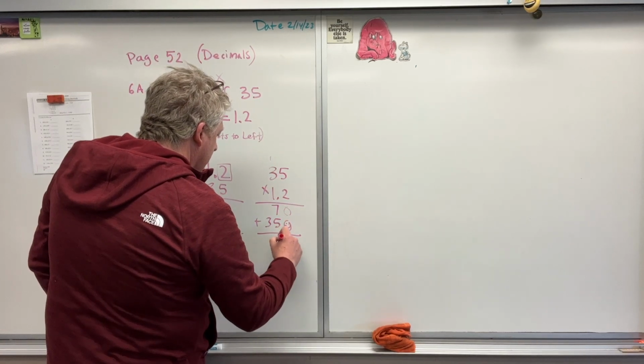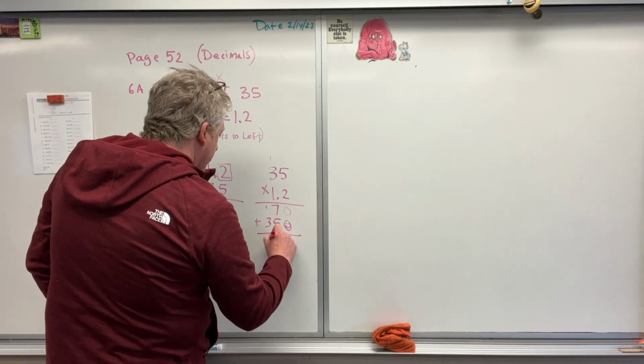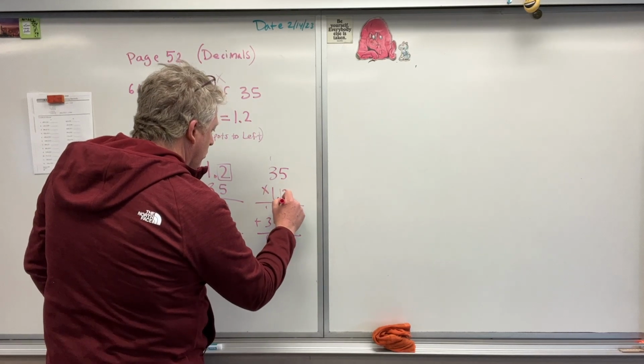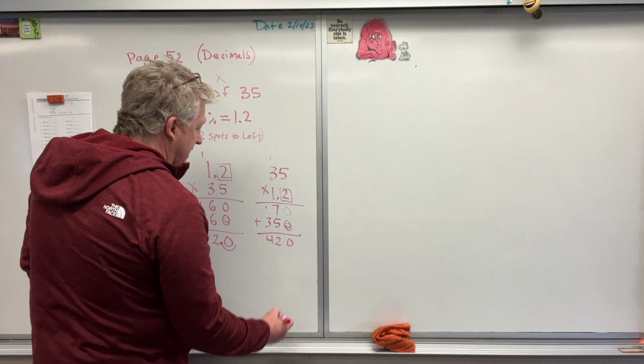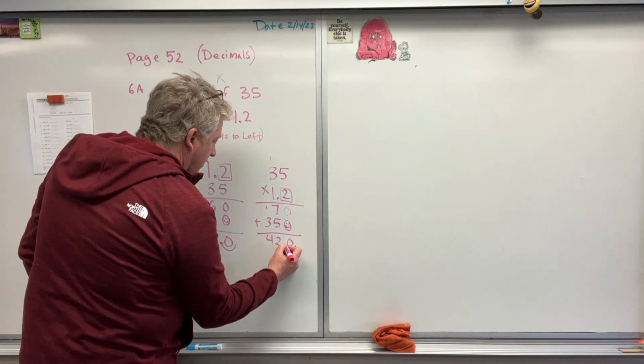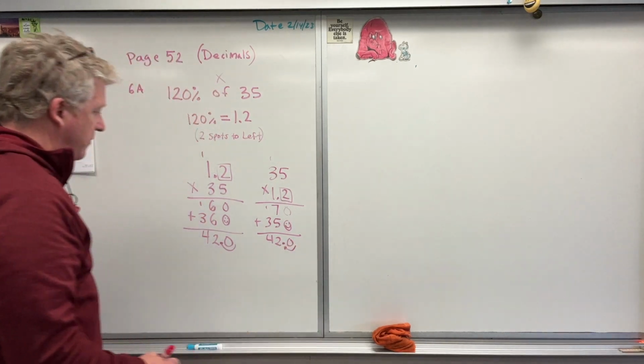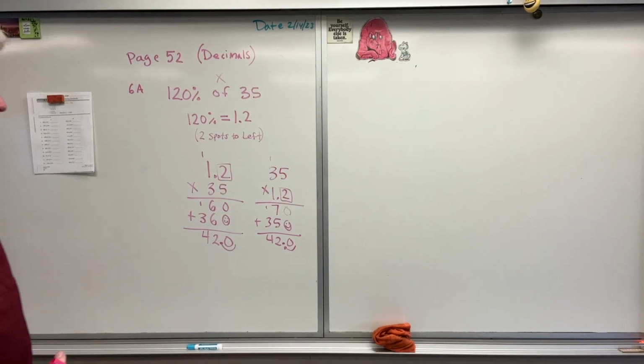1 times 3 is 3. Add. 2, 420. There's one digit to the right of the decimal there. Move my decimal point over. I also got 42. All right, either way, I get the right answer.